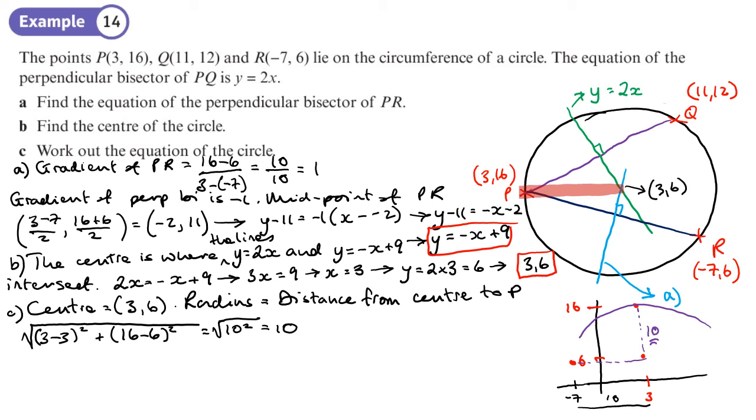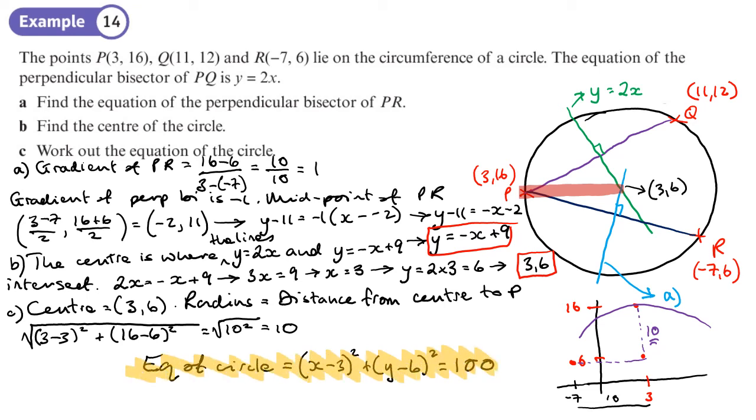Right, anyway, now we can get the equation of the circle now that we have the centre and its radius. So x minus 3 squared plus y minus 6 squared equals 10 squared, or 100. So there is our equation of the circle. Right, you should now be able to do exercise 6F on pages 131 to 132.